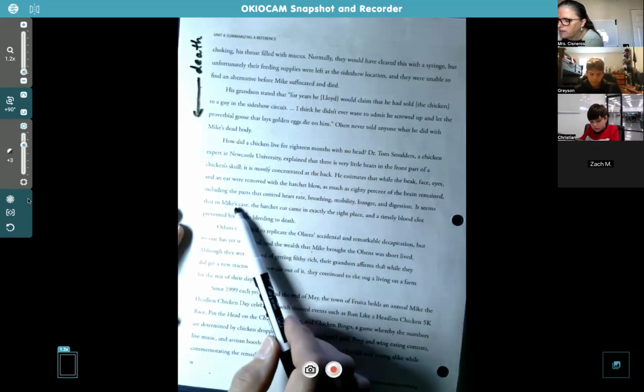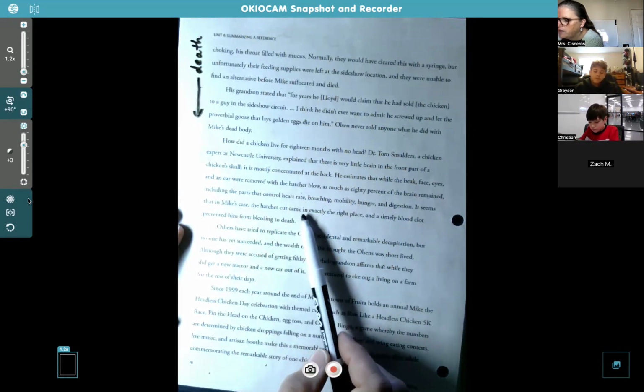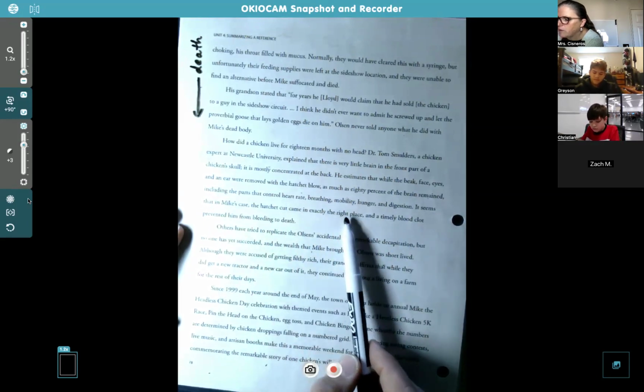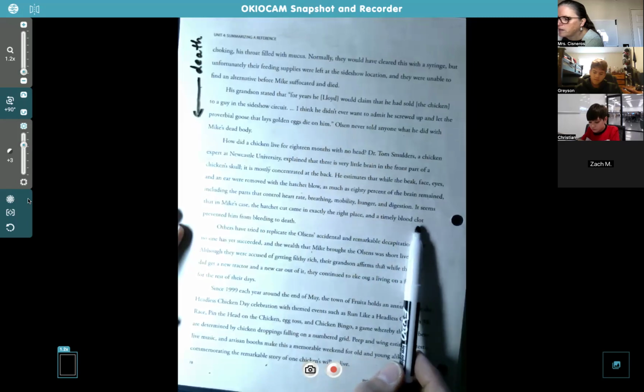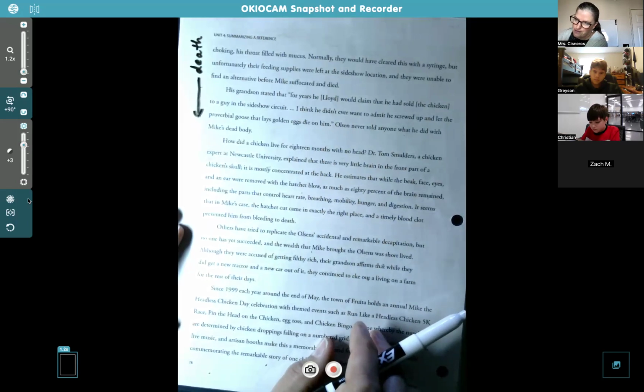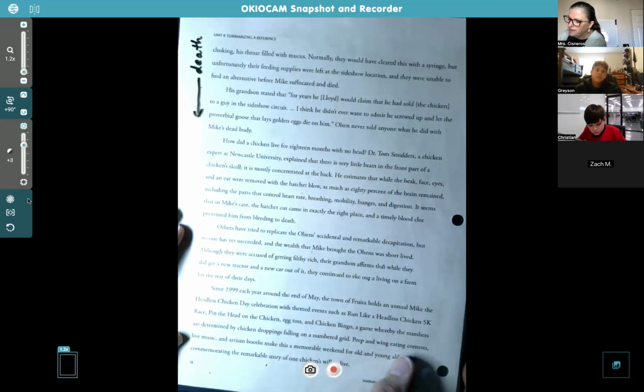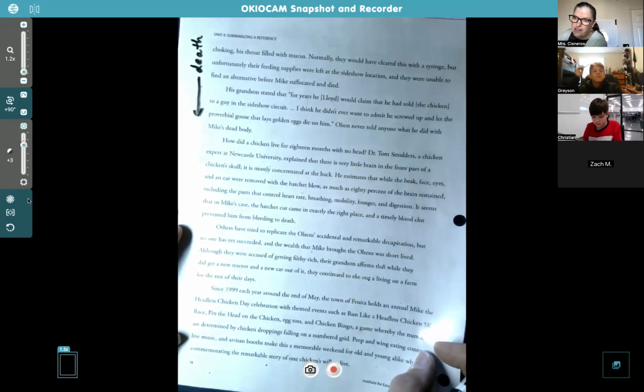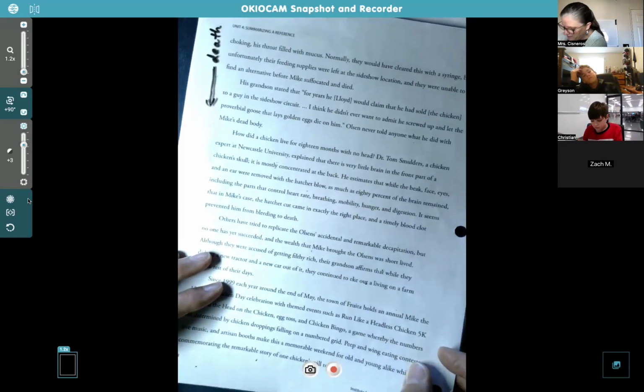It seems that in Mike's case, the cut came in exactly the right place, and a timely blood clot prevented him from bleeding to death. So it's basically a freak accident. And he lived. And that's how he lived.